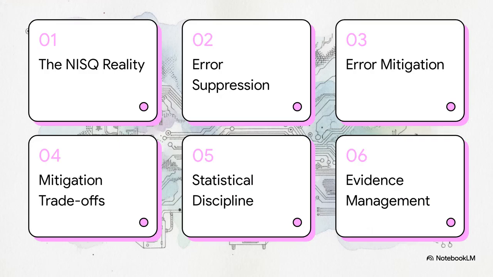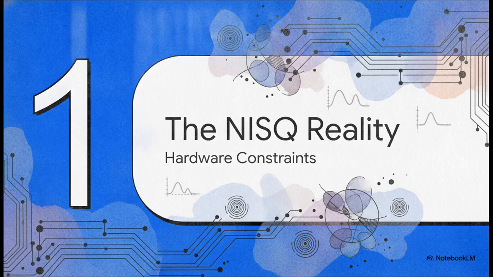All right, let's dive right into this. We're looking at the experimentalist journey today, starting with the NISQ reality, moving through error suppression and mitigation, looking at those trade-offs, and then wrapping up with statistical discipline and evidence management. First up, Section 1, the NISQ reality, the hardware constraint shaping all quantum code.